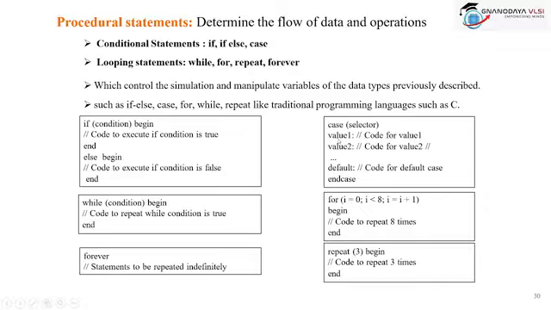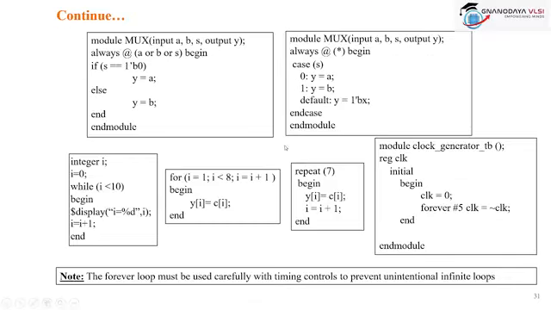This is the case selector. Value equal to 1, code for value 1; value 2, code for value 2; and there is a default statement also. For every case statement there will be a default statement. Why? Because if you are not using the default, it will infer a latch. And for i equal to 0, i less than 8, i equal to i plus 1, this is the for loop. If the condition is satisfied, this will be executed, and repeat means this will be executed 3 times. These are nothing but conditional statements and looping statements, same as C, whatever you studied in C. These are the examples.